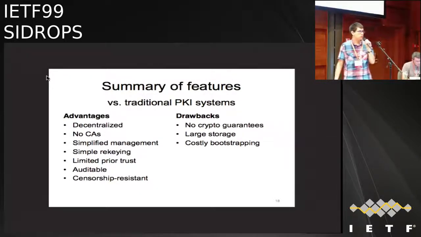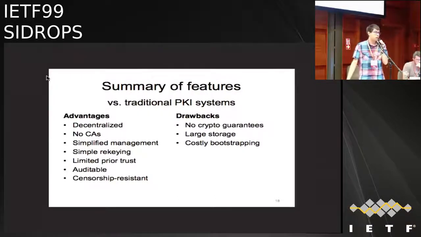Regarding the advantages, it is decentralized, so there is no hierarchy. No certification authorities are needed, which makes management simpler, and rekeying is also very simple. It only requires a limited amount of prior trust, and it is auditable because we can always go back in the history of the blockchain to see previous transactions. It's also censorship resistant because data cannot be modified.